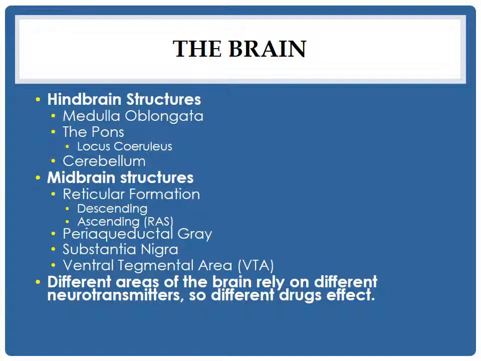So all of these structures are important, but again, please don't memorize them. One important point here is that all these different structures have different neurotransmitters as their primary ways that they convey information. And because of that, different drugs have different effects on different parts of the brain.